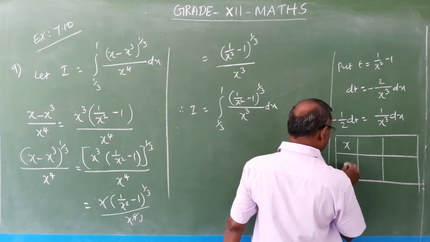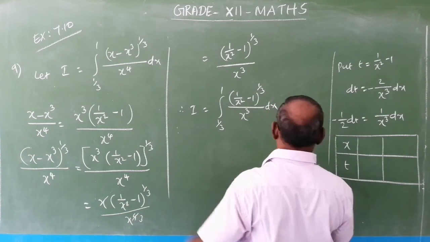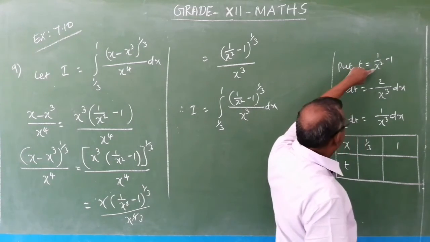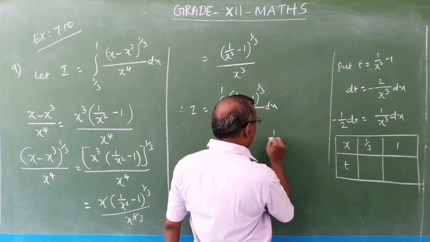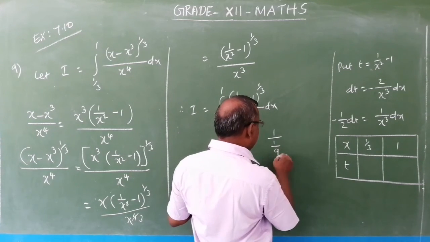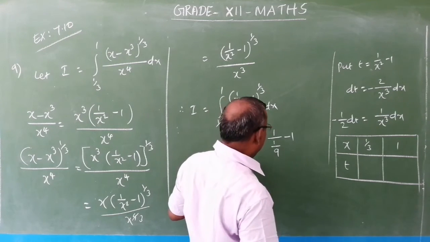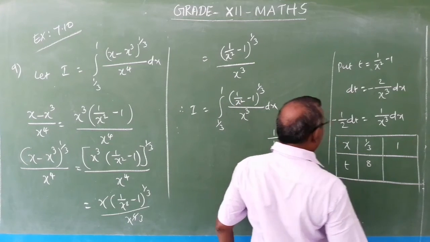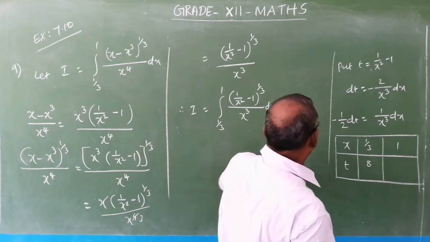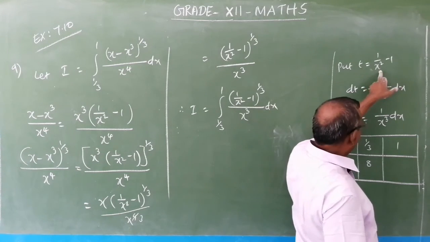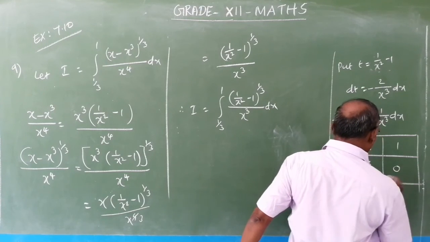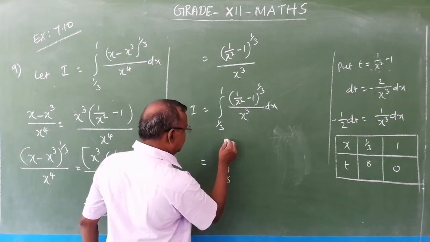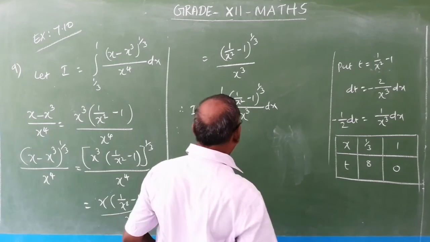This is x, this is t. For x, the lower limit is 1/3 and the upper limit is 1. Now if you apply the limit 1/3, that is 1/x² means 9, minus 1, so 9 minus 1, 8. So t will become 8. Substitute the upper limit 1: 1/1² is 1, 1 minus 1, 0. So the integral goes from 8 to 0.